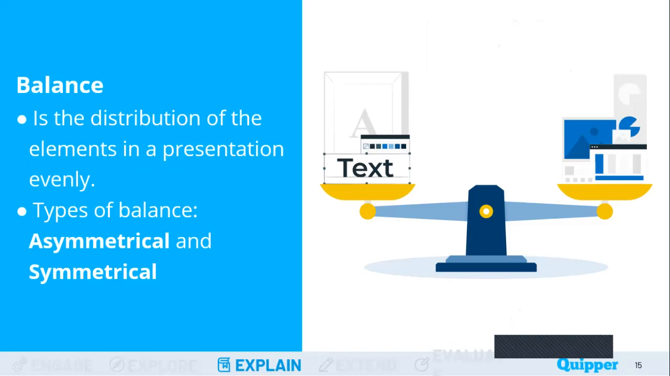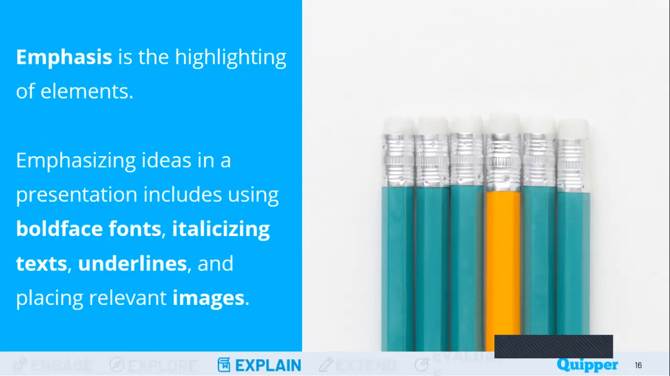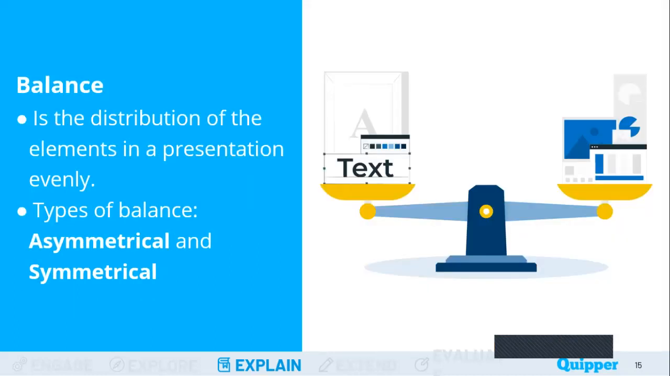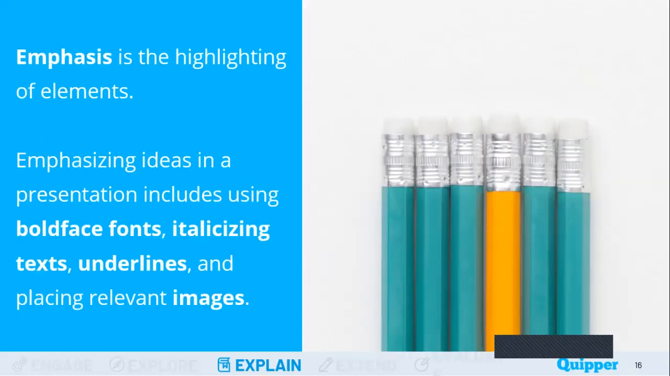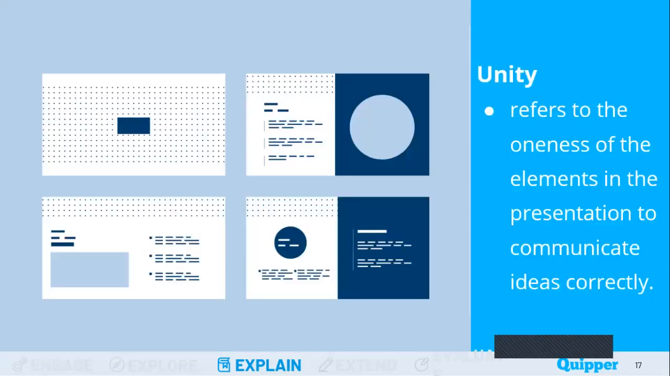So, next is emphasis. It is the highlighting of elements and emphasizing ideas in presentations, including using bold fonts, italicizing text, underlines, and pleasing relevant images. You see it in Word when you make text, you can bold, italicize, or underline.